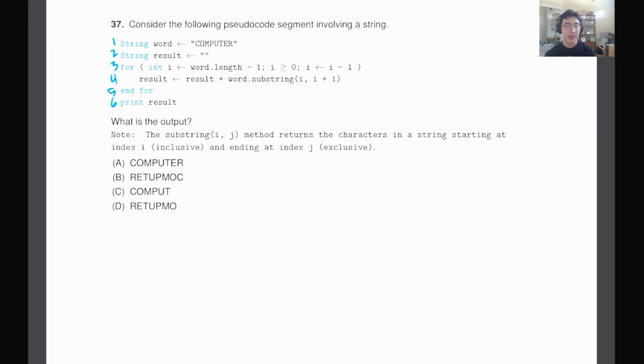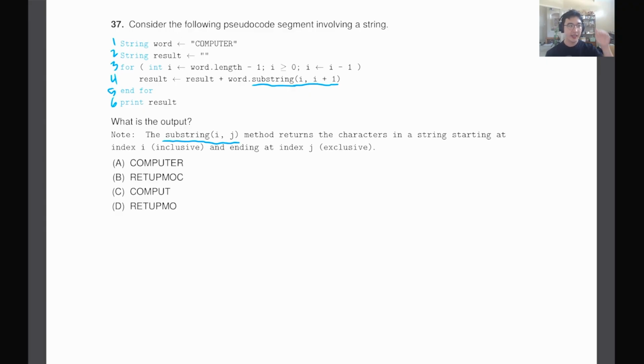And we're asked, what is the output? And we're given a quick note that there's this method substring(i, j). It returns the characters in a string starting at index i and ending at index j exclusive. Great. So if you don't know what substring does, which is this method right here, they tell you what it does.